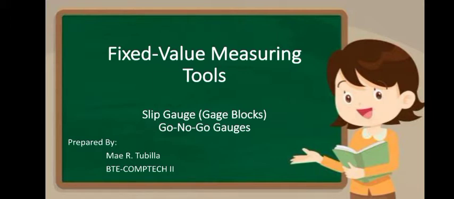In this video I am going to discuss fixed value measuring tools. The measuring tools featured in this video are slip gauges or gauge blocks and the go-no-go gauges. So just a little bit of a recap of what our instructor said in our previous lesson. Fixed value measuring tools are tools that have a predetermined value which cannot be changed or adjusted. So that's why it is called fixed value.